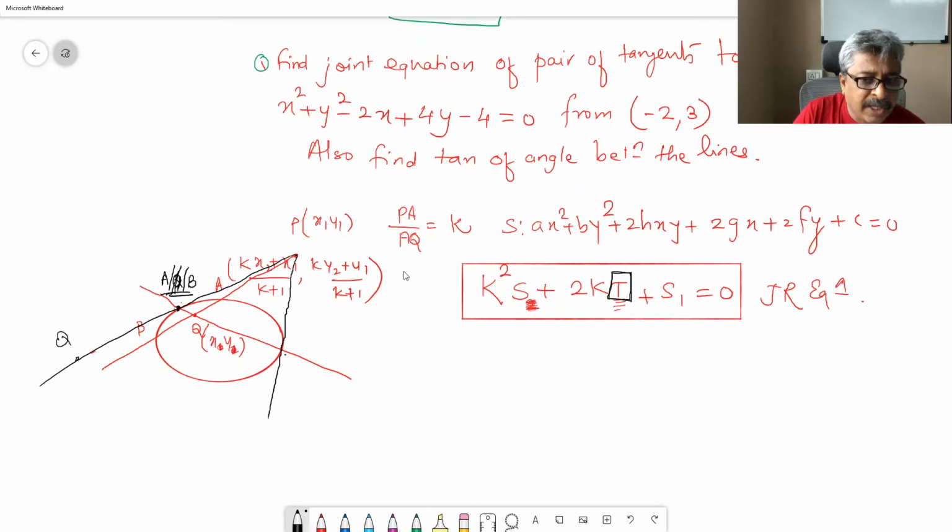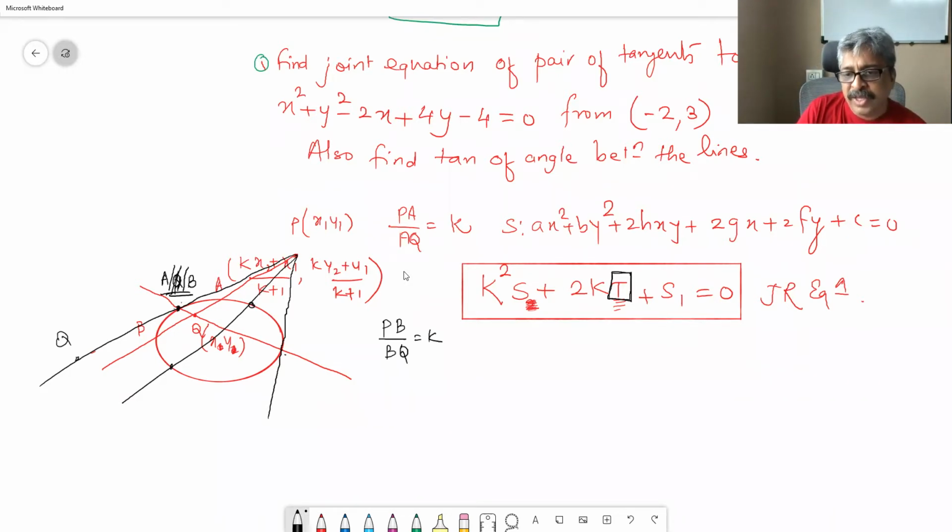Will it be numerically exactly equal to PB upon BQ? Yes, because A and B are coincident. Here, if that line is somewhere else, A and B are distinct. Therefore, K values can be different. In this case, K values are going to be same.